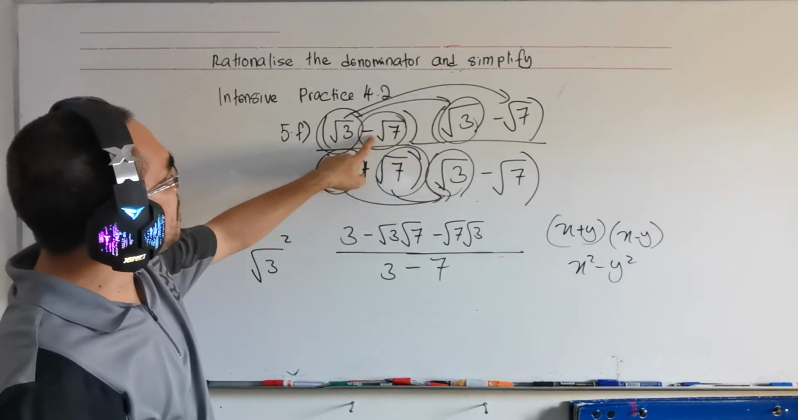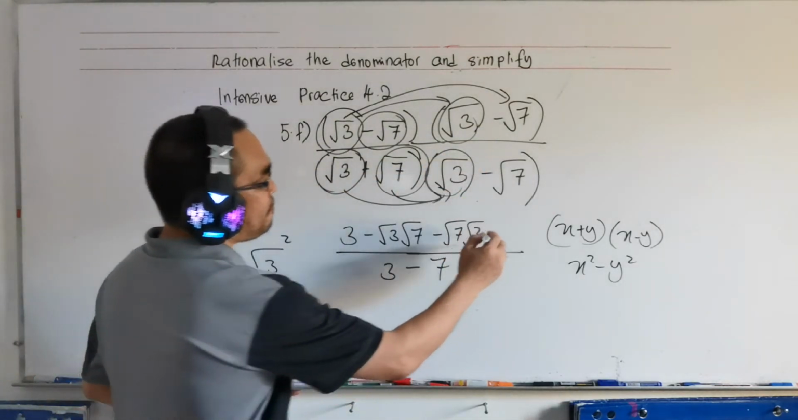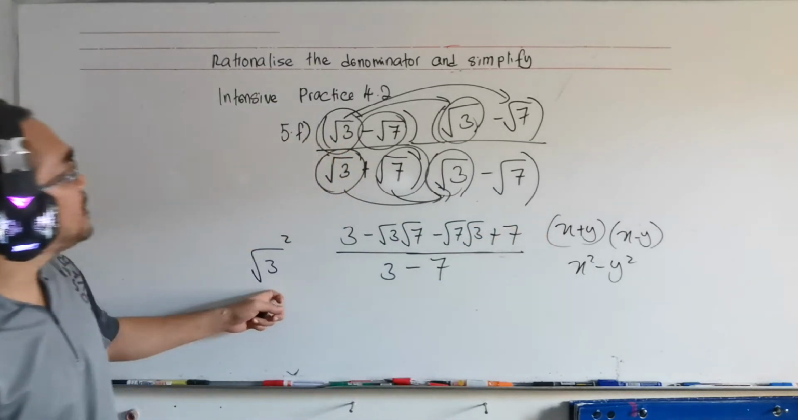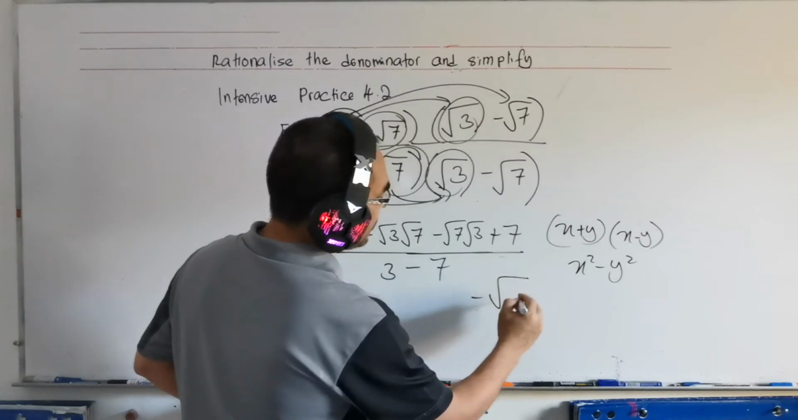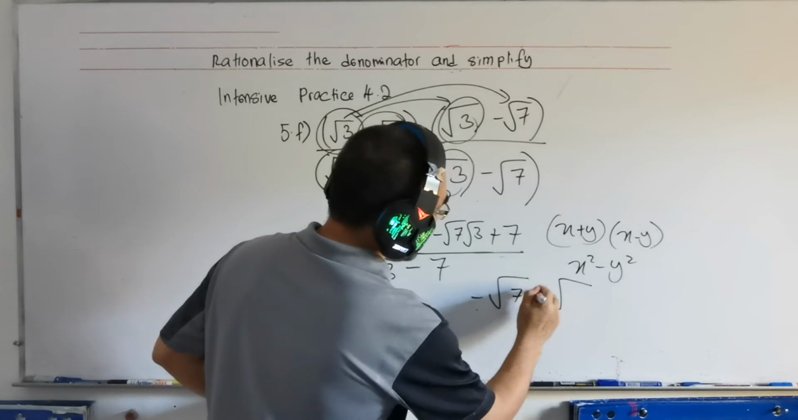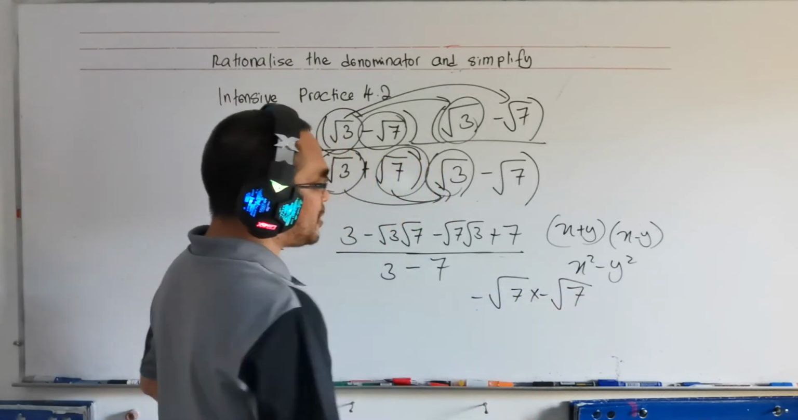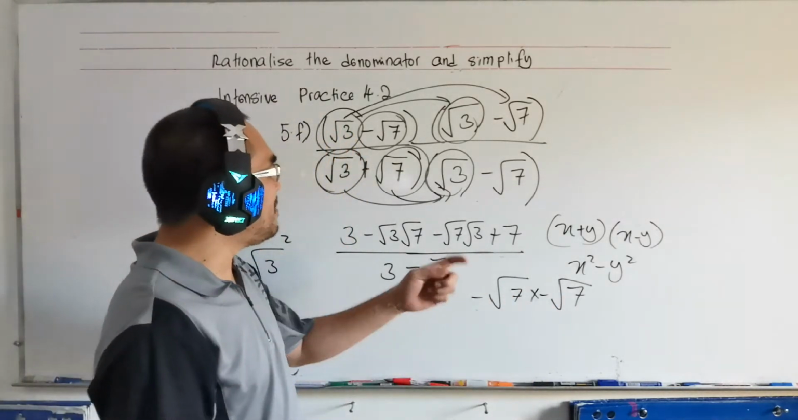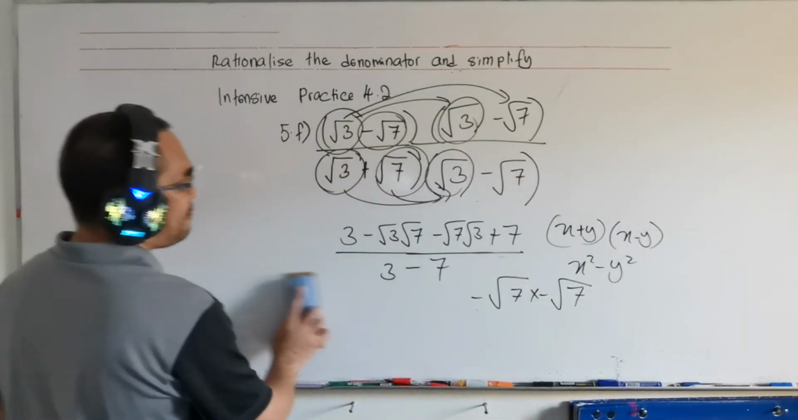And now negative square root of 7 times negative square root of 7, it becomes positive 7. Okay, so in this case it is negative square root of 7 times negative square root of 7. So basically negative times negative is positive. Square root of 7 times square root of 7 will be square root of 7 squared. So it becomes 7.